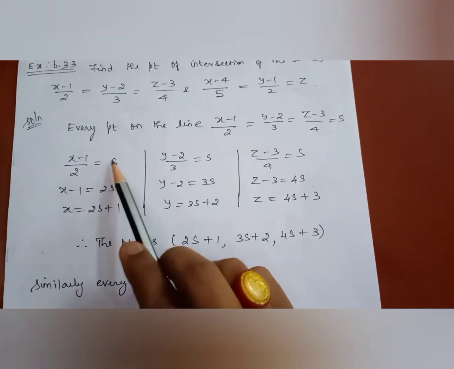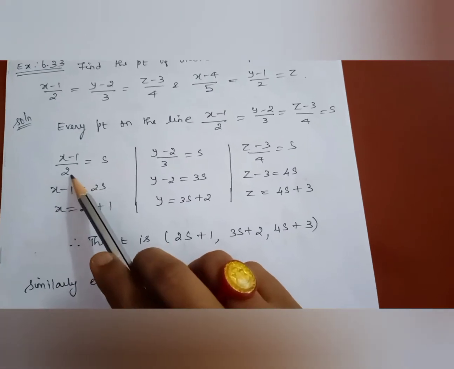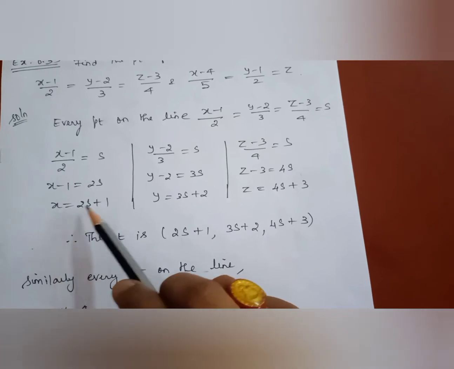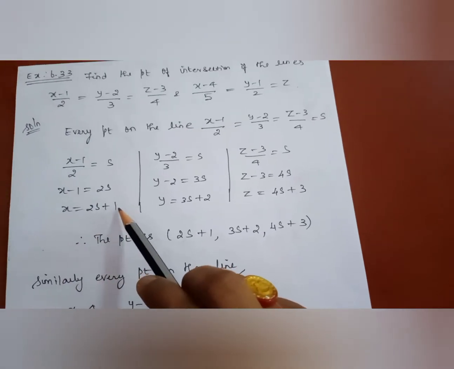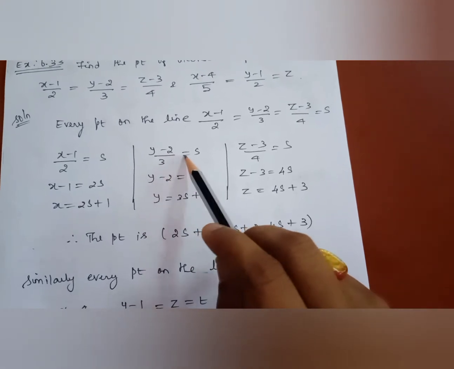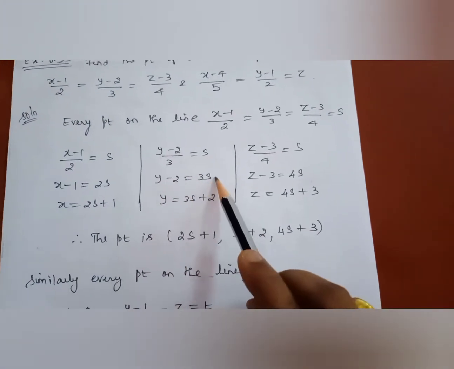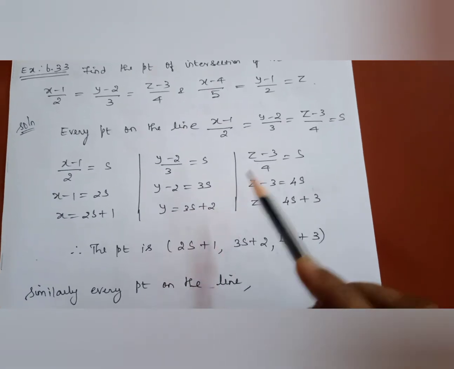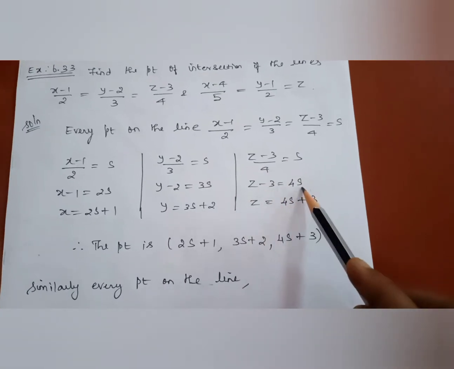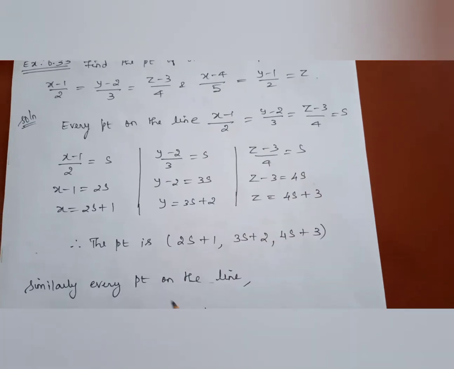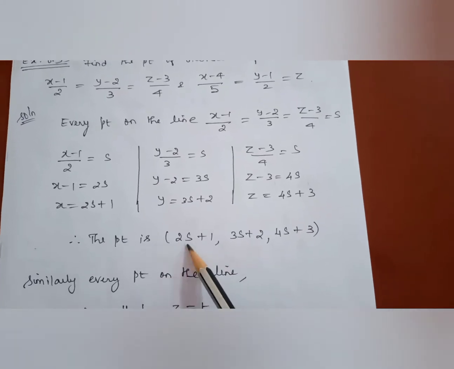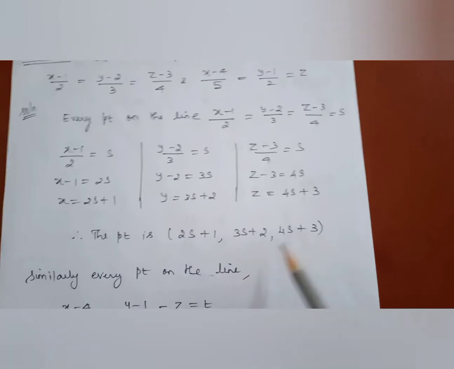So (x minus 1) by 2 equal to s gives me, when I cross multiply this to the other side, x minus 1 equal to 2s. So x takes the point as 2s plus 1. Similarly, (y minus 2) by 3 gives me y minus 2, when 3 goes to the other side, y minus 2 is equal to 3s. So y is equal to 3s plus 2. And (z minus 3) by 4, when 4 goes to the other side, z minus 3 is equal to 4s. So z is equal to 4s plus 3. So the point has got transferred as (2s plus 1, 3s plus 2, 4s plus 3).